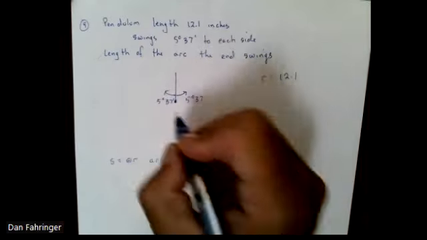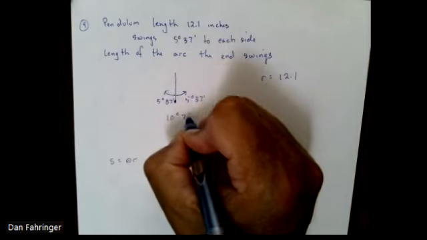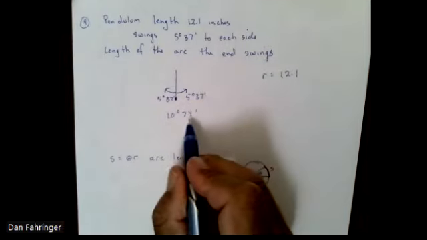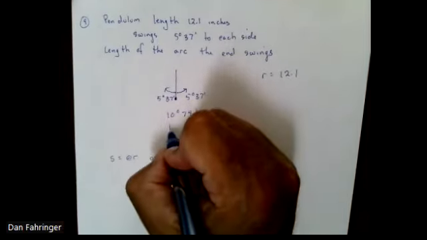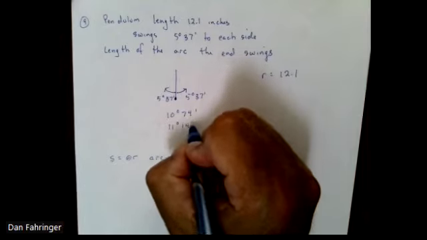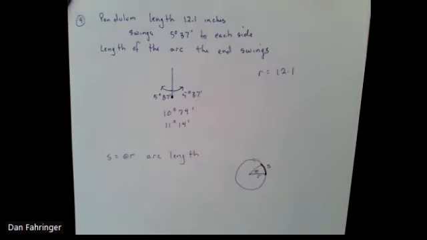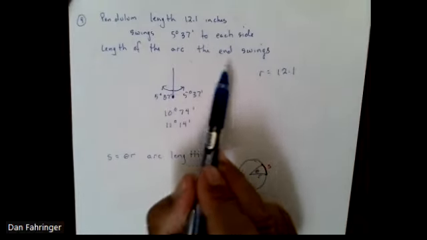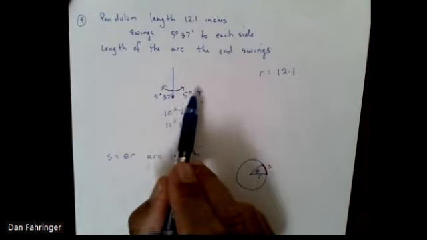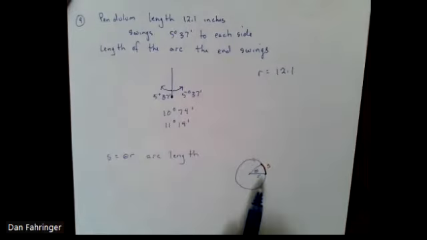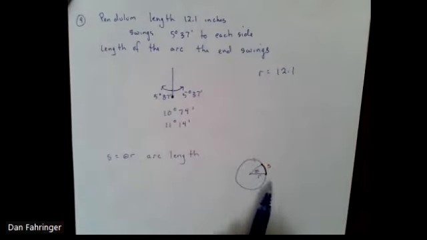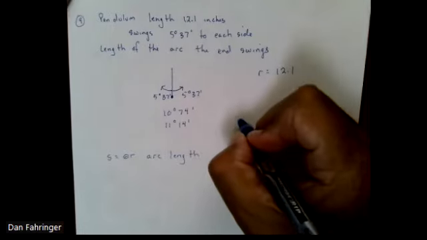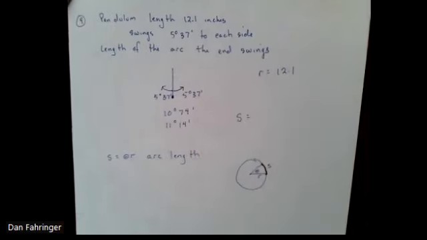Now this guy swings that way, 5 degrees, 37 minutes, and it swings this way, 5 degrees, 37 minutes. Well, that's going to be a total of 10 degrees, 74 minutes, but 60 of those is going to become a degree. So 11 degrees, 14 minutes. Now my formula, because I want to know what's the length of the arc the end swings. I want to know that arc, and that's the same as my arc length. So I need to calculate S, and that's going to be theta R.